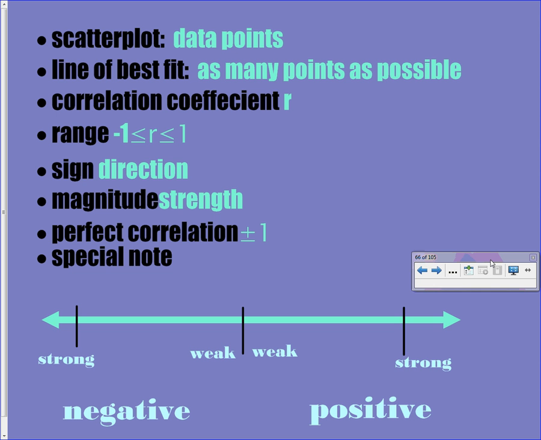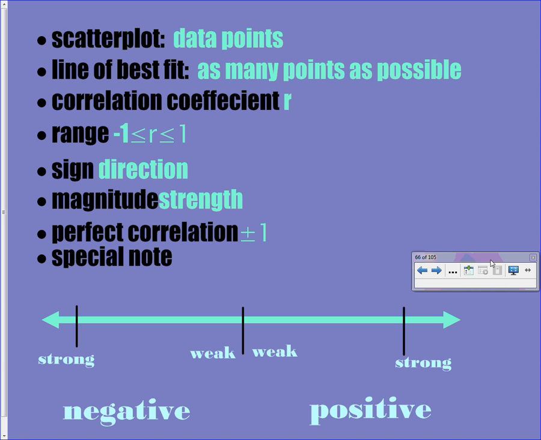The correlation coefficient is R, and that talks about how well that line actually describes that data. So is it very close to it or is it not a very good descriptor? The range is always between -1 and 1, so a perfect correlation is 1 or -1 and anything in between.